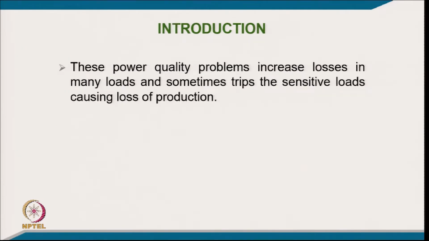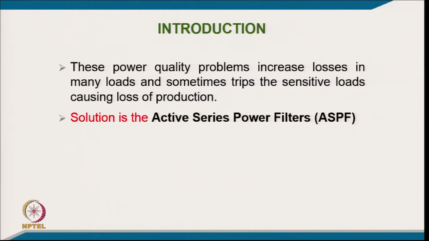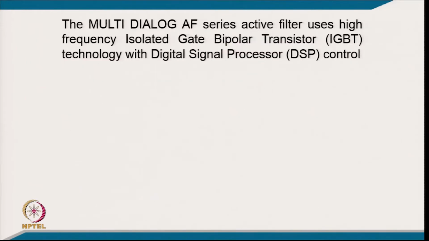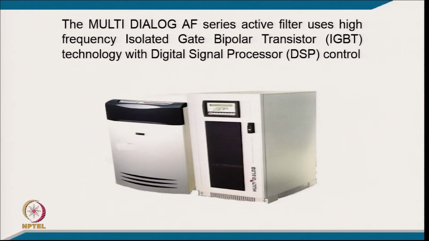These power quality problems increase losses in many loads and sometimes trip sensitive loads, causing loss of production. The solution to these problems is the series active power filter, which protects such sensitive loads from distortions or disturbances in the voltage of the AC mains. The multi-level active series filter uses high frequency isolated gate bipolar transistor technology with digital signal processor control, and these are typical photographs of these filters.